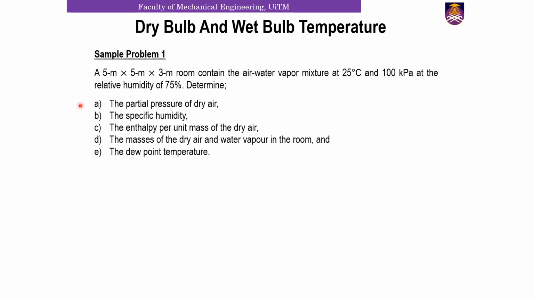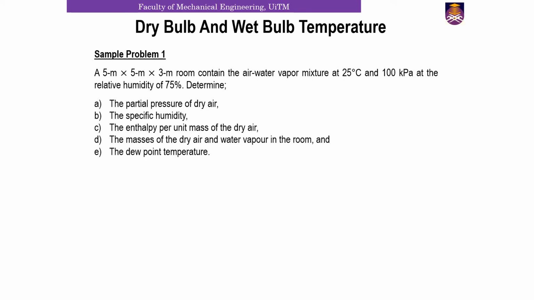You are asked to determine the partial pressure of dry air, the specific humidity, the enthalpy per unit mass, the masses of dry air and water vapor in the room, and the dew point temperature. So how are we going to do that? We have done all the formulas earlier. Now we will see how to use those formulas in order to get all the values from A to E. Now I've prepared a skeleton for your solution here.